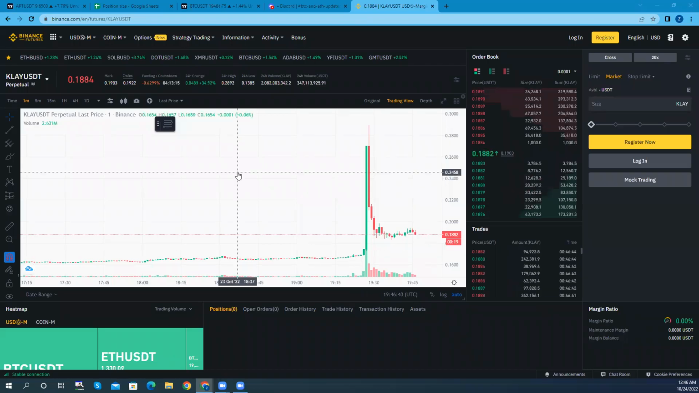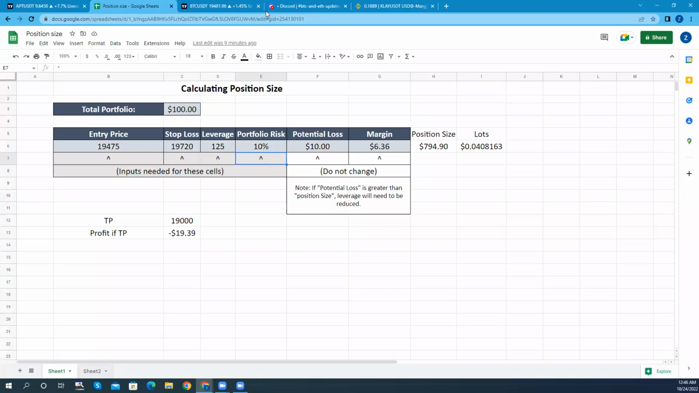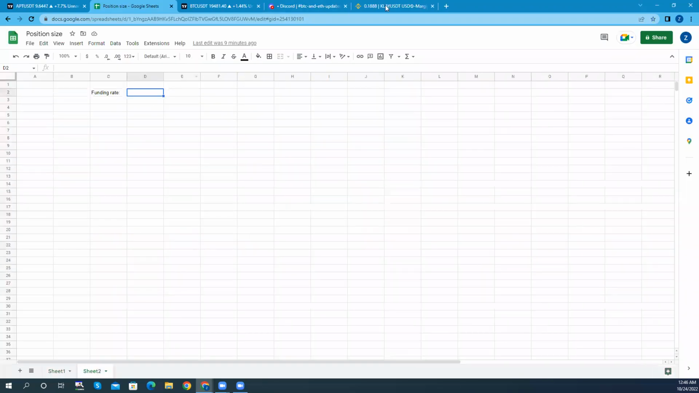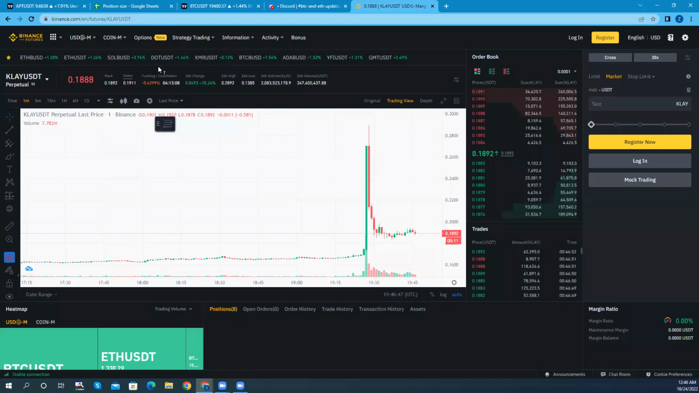All right, guys. So we are back, and now we are going to talk about position sizing. Oh, sorry, funding rate, not position size. Funding rate is something which we can see at this point here. There is a countdown. It is charged after every 8 hours, 3 times in a day, and you can see how crazy it was before.